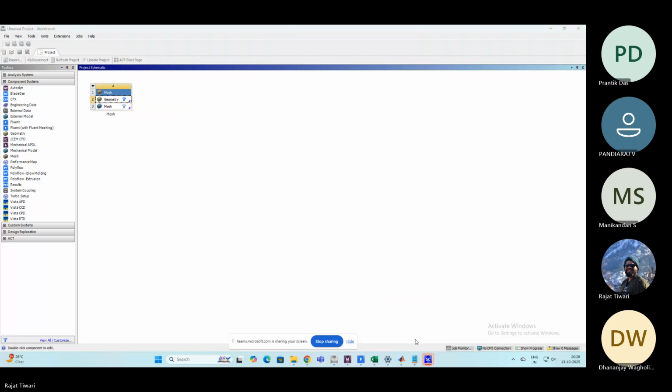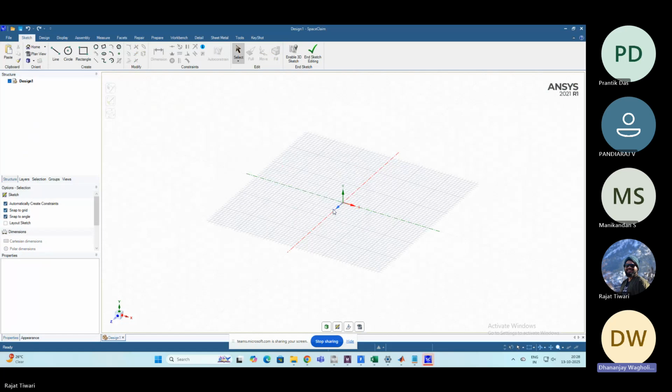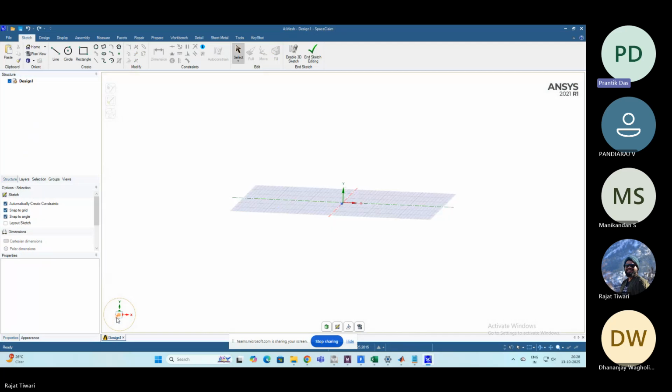So that's how SpaceClaim looks like. This one is the y-axis, this one is the x-axis, and this one is the z-axis itself. If I want to make it a 2D domain, one thing I will do is draw the whole thing in the XY plane. In order to do that, I have to click on this gizmo and this Z point itself, and then select this plane, select new sketch plane.